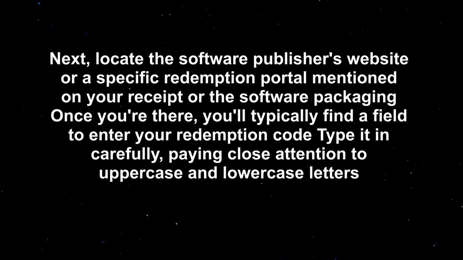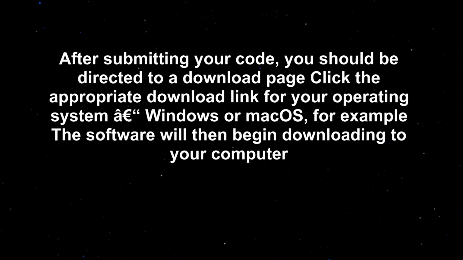Next, locate the software publisher's website or a specific redemption portal mentioned on your receipt or the software packaging. Once you're there, you'll typically find a field to enter your redemption code. Type it in carefully, paying close attention to uppercase and lowercase letters. After submitting your code, you should be directed to a download page.